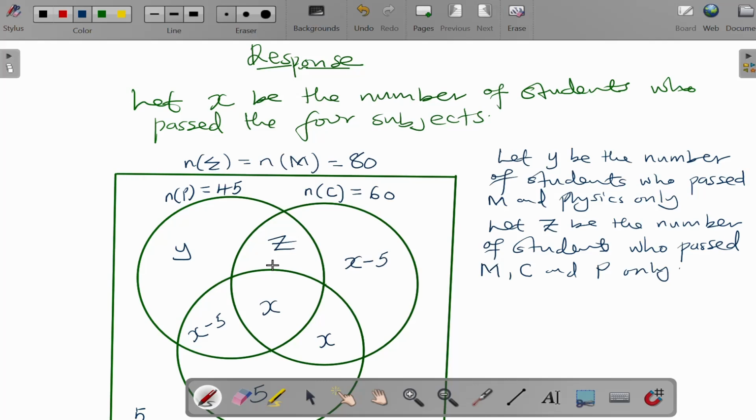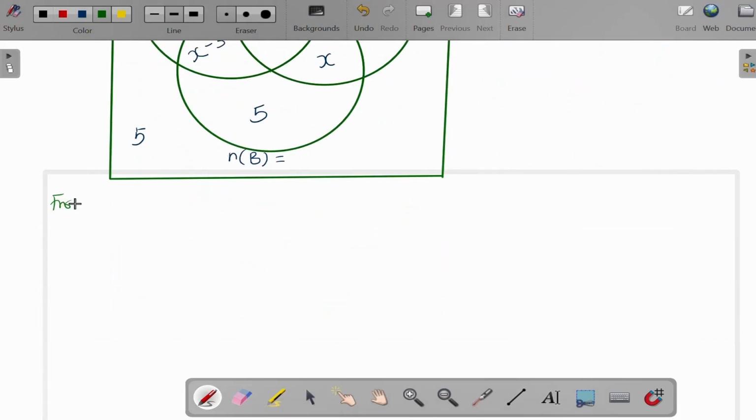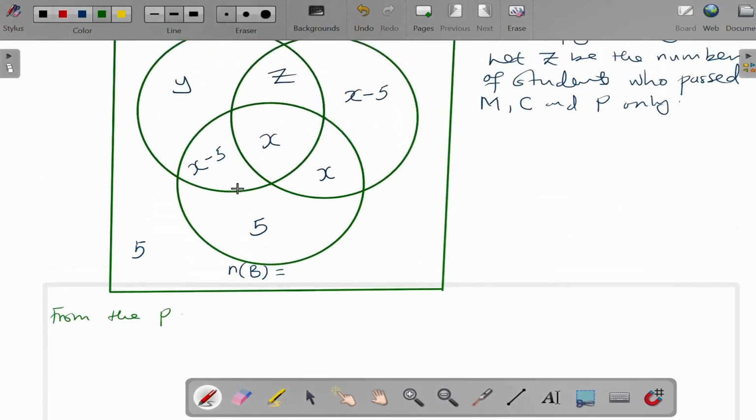So now we can go on and sum up all these ones. For example, in this physics set, we equate to 45. Sum up these ones in the set of chemistry and equate to 60. And then lastly, we shall sum up all of them, including this 5, and we equate to 80. Meaning that in here we are going to form 3 equations, and then we solve them, starting from P, that is the physics set, the one we have above here.